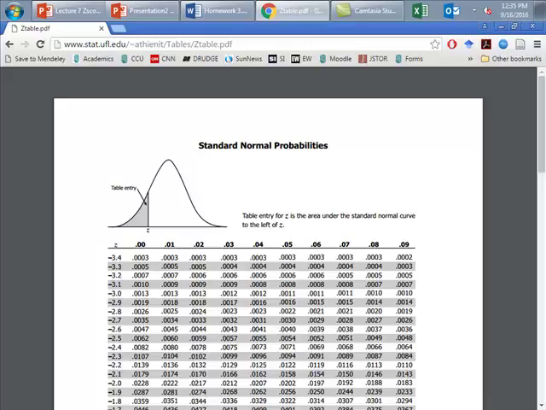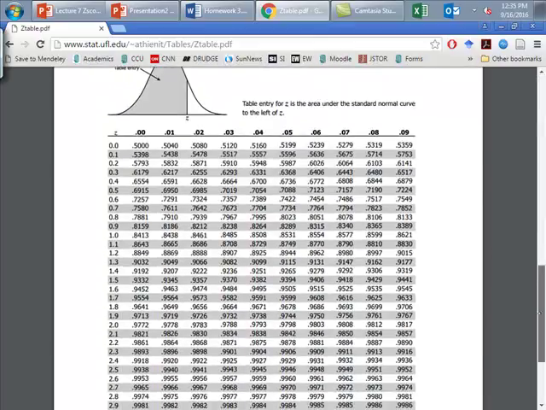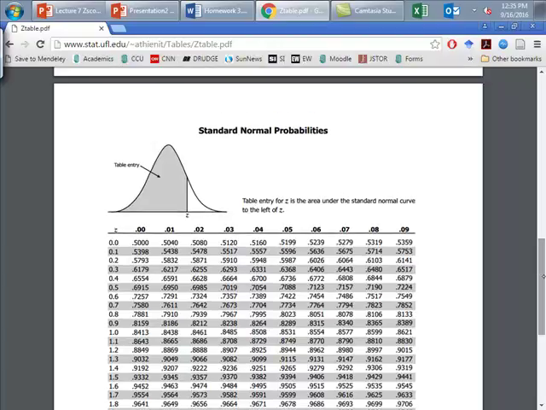This is one of those things that because it's symmetric, in some textbooks they don't even give you the negative side. They just give you the positive side. Thanks for pointing that out, Tom. So a z-score of 0.0 and then 0 is 0.5.